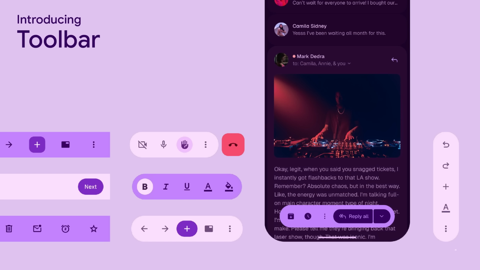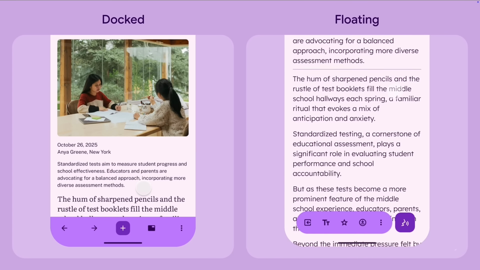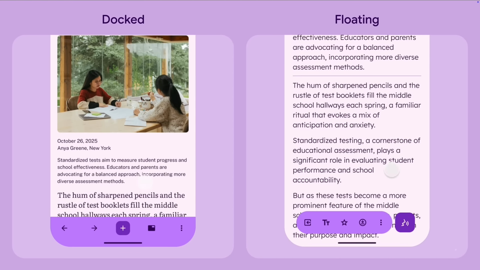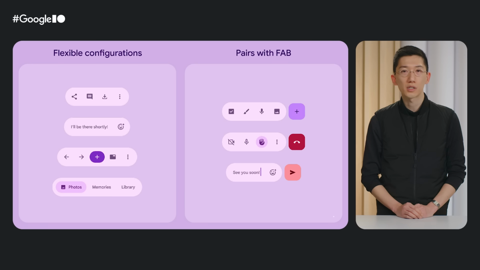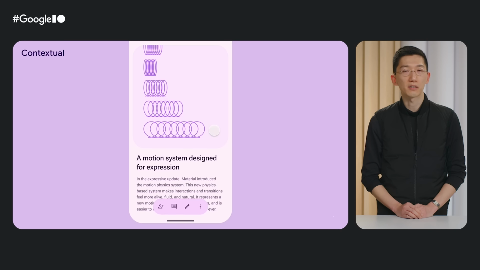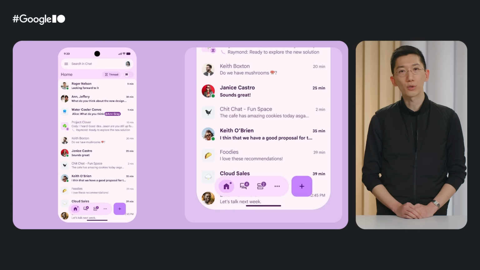Where App Bar supports navigation, Toolbar provides critical actions for the current page. Its versatile behaviors support a wide range of use cases. For example, the toolbar can dock to a screen edge or float above content. It can hold a variety of controls, like buttons and text fields, and also pair with a FAB to emphasize a hero action. It can transform contextually and use color to distinguish itself and convey its state. And it even offers a vertical orientation to adapt to large windows. You might have noticed toolbars already in use in Google Chat.